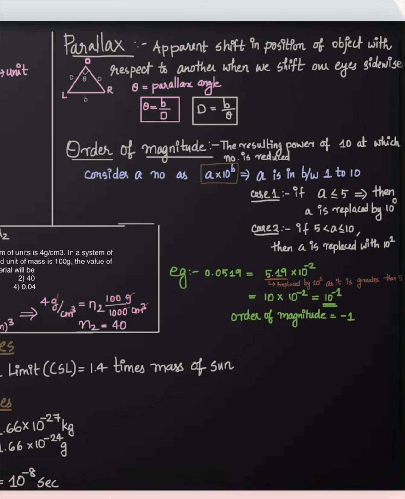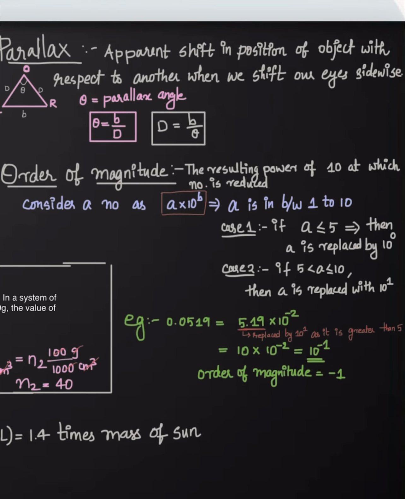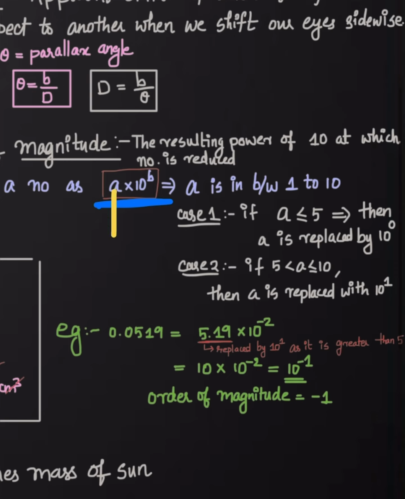What is order of magnitude? Order of magnitude means the resulting power of 10 to which a number is reduced. From an example we can understand what order of magnitude is. Consider a number as a into 10 raised to b, where the value of a is between 1 and 10.